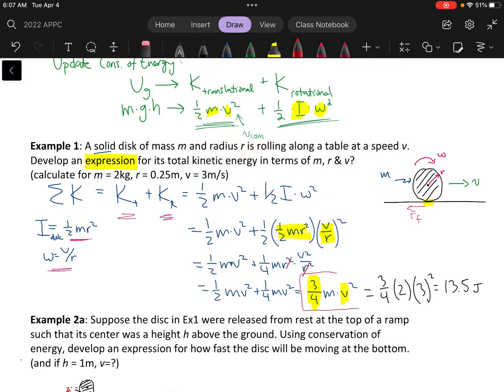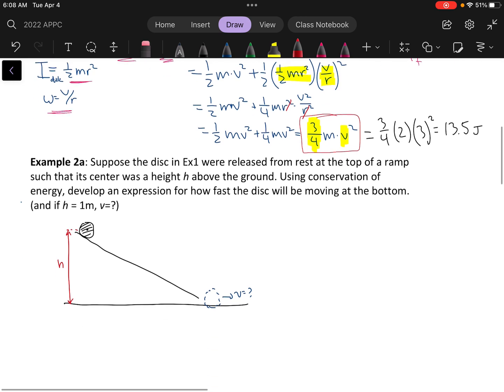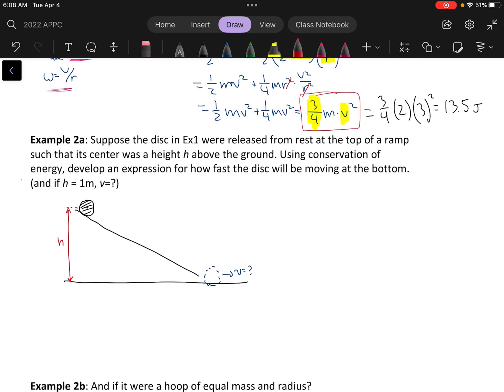We can get an expression for the total kinetic energy: it is 3/4 mv squared. And that'll allow us, if we knew what sort of total energy there was, to solve for the velocity. If instead this were the total kinetic energy expression after something had gone downhill, we could set it equal to the initial potential energy and solve. So let's try that right here. Let's do this example number 2.